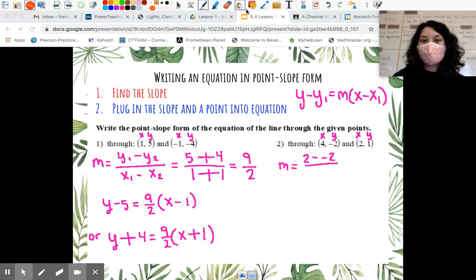Slow down, Miss Lorette. That's not an x or a y value, that's an x value. You guys were probably thinking, what in the world is she writing right now? That is not how we want to substitute here. So let me try that one more time.